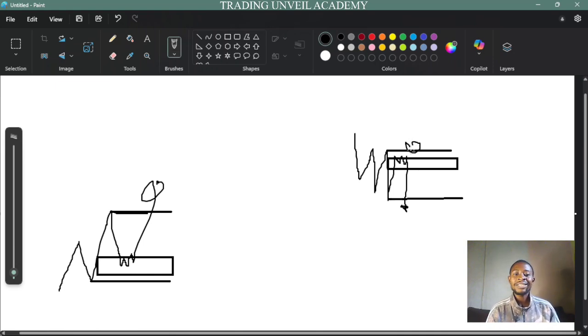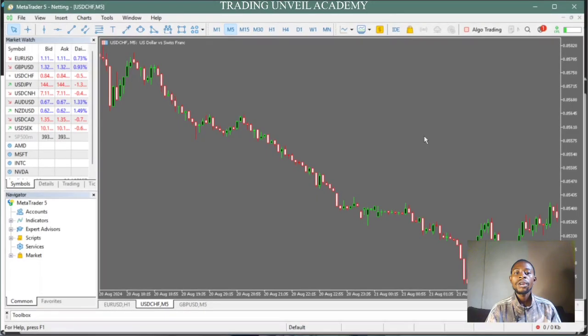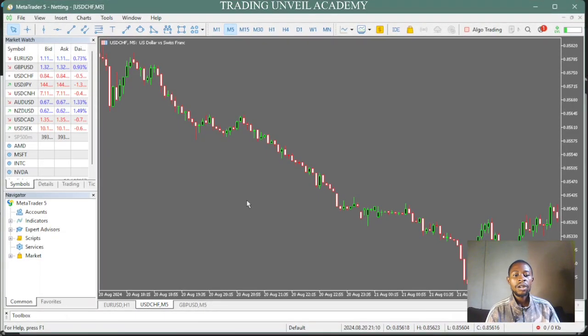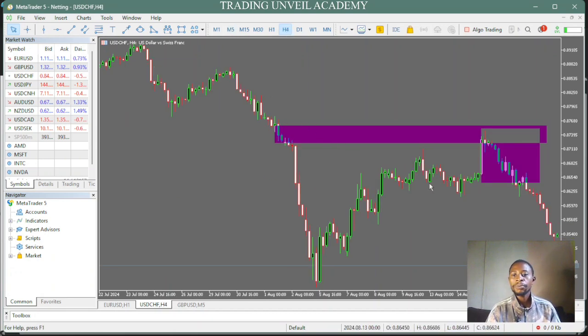Now that you understand the idea behind how to tell the true direction of the market, let me show you on the real chart how all these things apply. As we can see here, this is USD CHF. Let me go to a higher time frame, like the 4-hour time frame. On this 4-hour time frame, you can see that the market is bearish. Look here: a high, a low, a lower high, and the market falls all the way to this point, making a lower low. So here, the market comes to mitigate this movement.